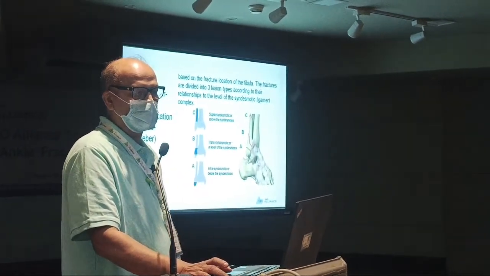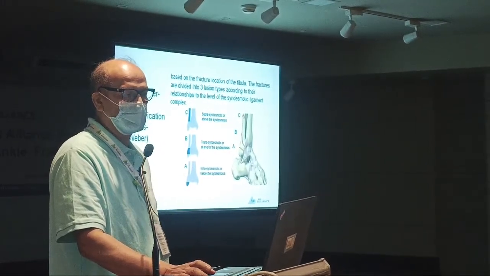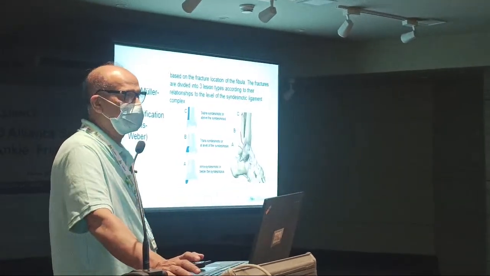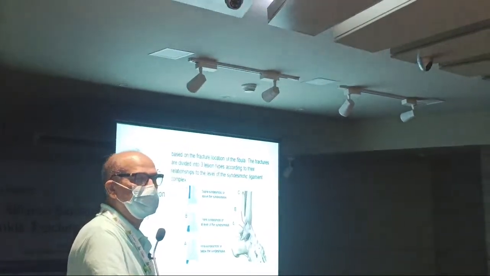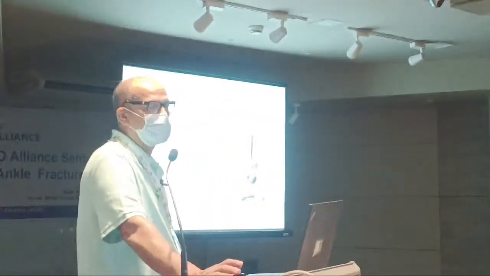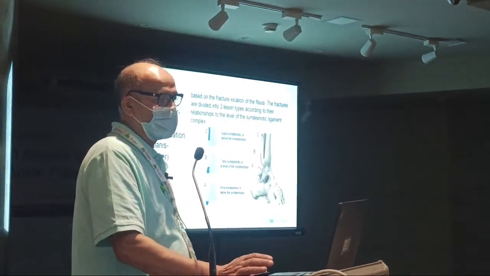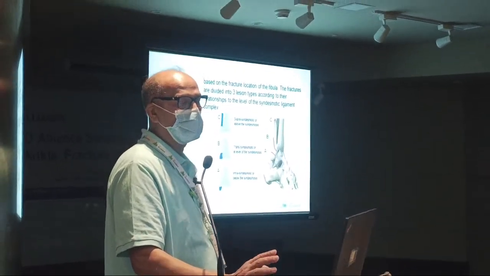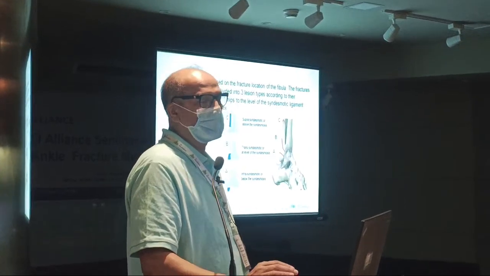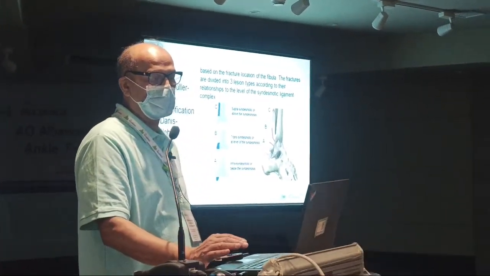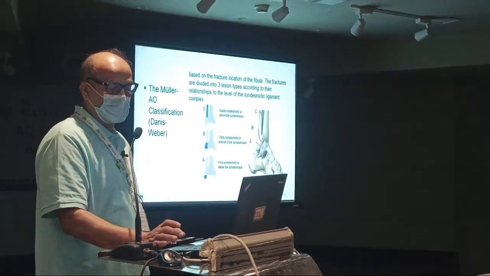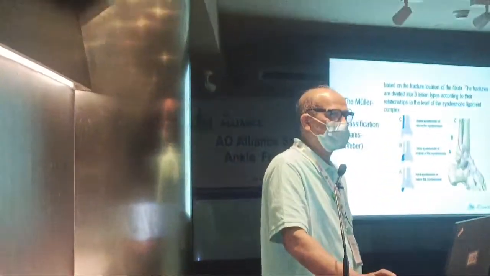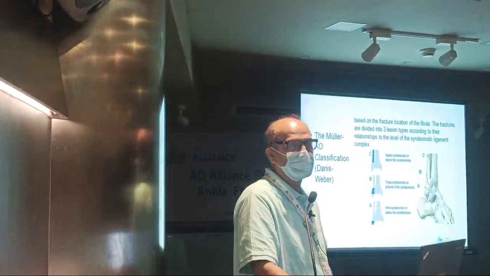So, based on the location of the fibula fracture, the fractures are divided into three types. This is the Weber classification, relating to the level of the syndesmotic ligament. Somebody says it is the joint line, but I think it is the syndesmotic attachment, the attachment of the ligament. A fracture above the syndesmosis is type C, along the horizontal line is type B, and below it is type A. So it is very easy to understand.